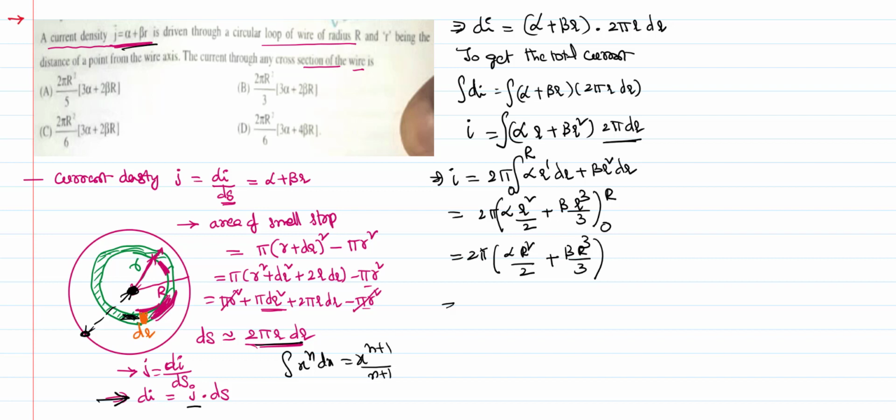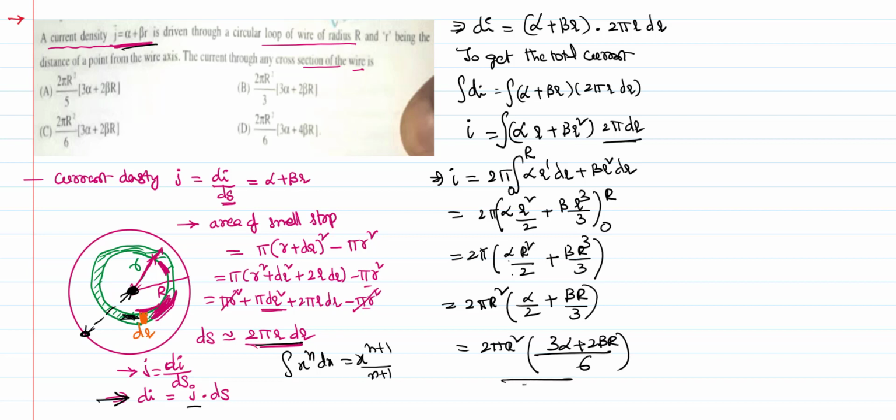Then this is equal to 2 pi. If I take R square also as common, it becomes alpha by 2 plus beta R by 3. So it becomes 2 pi R square. Let's take an LCM. 2 and 3 have an LCM of 6. So 3 alpha plus 2 beta R by 6. So the value of the current through the circuit is 2 pi R square by 6, times 3 alpha plus 2 beta R, which is the correct answer. This is how we have to solve the problem.